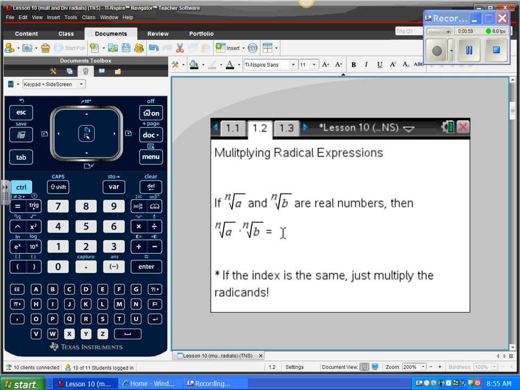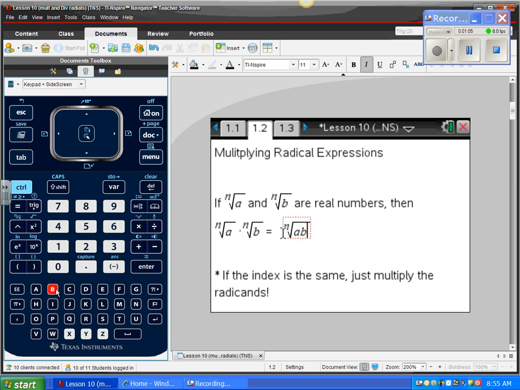So what do you notice that they have in common? Which is called the what? The index. They have the same index, right? When we're multiplying and dividing radicals, you have to make sure that you have the same index. Okay, the index has to be the same in order to multiply or divide. And then when you do multiply, all you do is multiply the, what's the word? Radicands. Very good.